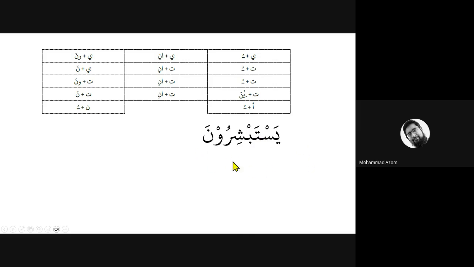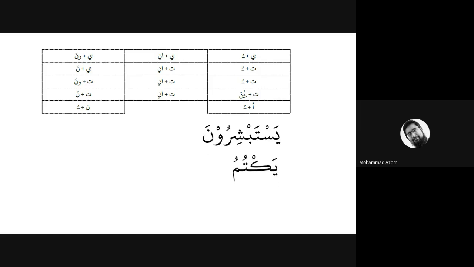So which inside doer is here? Huwa, huma, hum. Who can tell me that? Yes tabshiruna. Hum. Yes, hum, you're right. Hum means they. So this is the one. Okay, very good. Yes tabshiruna means to give good tidings, so they give good news, to congratulate someone.